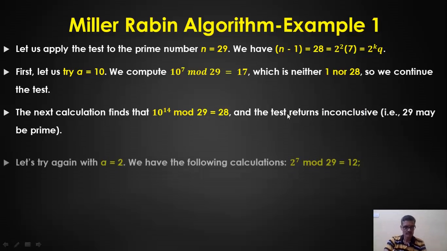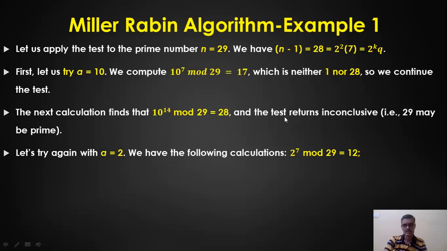Now just verify. I'll take up another number here, that is a equal to 2. Because I said 1 to 28, I can choose any number. If you choose all the numbers, then it is fine. You verify the output, and check whether it returns inconclusive most of the time. Let us check with a equal to 2. First I try a to the power q mod 29, which gives me 12. I cannot decide here. I'll go with the second case, that is 2 to the power 7 into 2.